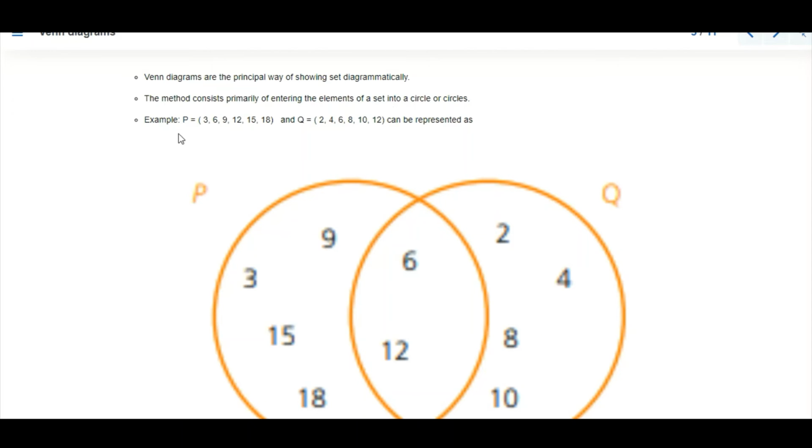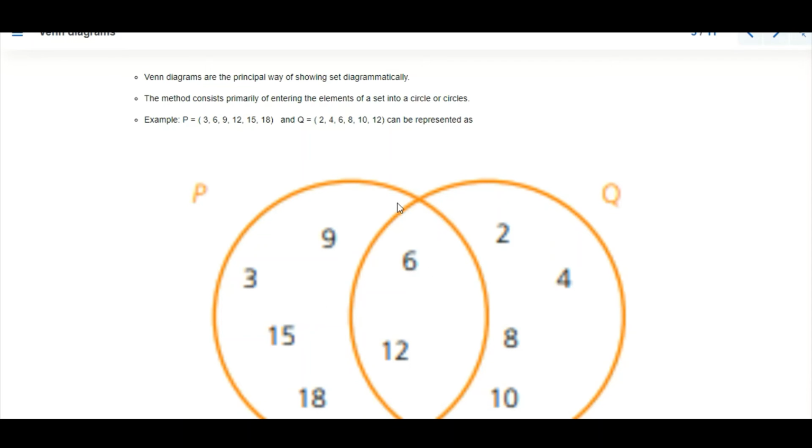Now we have an example. This is a set, and this is another set. So we can call this set P, and we call this set Q. This set P comprises 3, 6, 9, 12, 15, and 18. If you look at this, these are values that are multiples of 3. And Q is an example of multiples of 2. So 3 can go in set P, and 2 can go in set Q. So we can show it in this form.